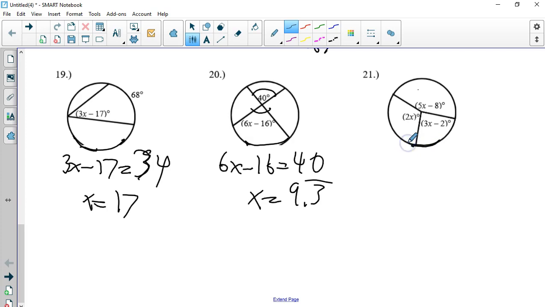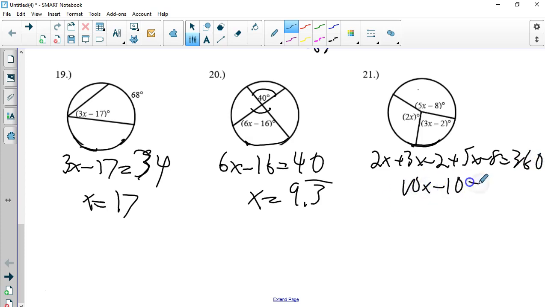Here we have a circle. 2x plus 3x minus 2 plus 5x minus 8 create a circle which has 360 degrees. I simplify and get 10x minus 10 equals 360 degrees. Add 10 to get 370. Divide by 10 and get 37.